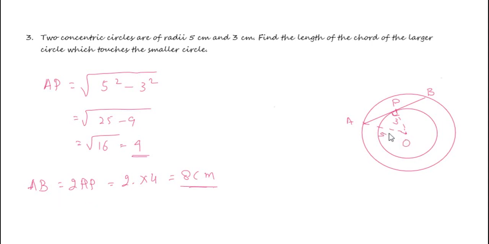The reason is the perpendicular drawn from the center to a chord bisects the chord. So OP is the perpendicular, AB is the chord, so OP bisects AB. Therefore AB equals 2 times AP. So the length of the chord is 8 centimeter.